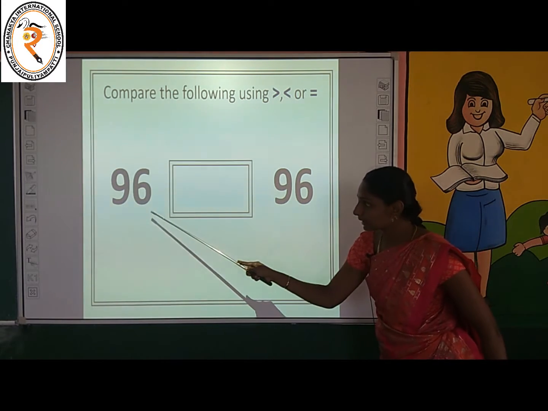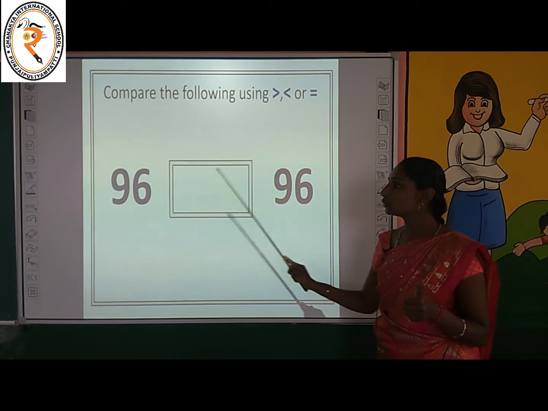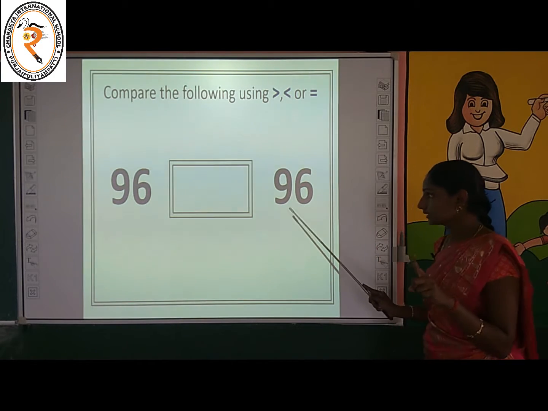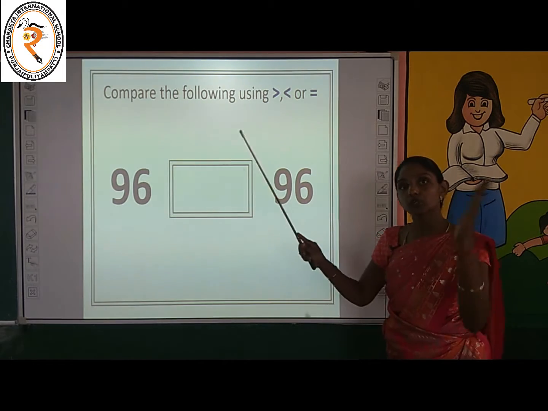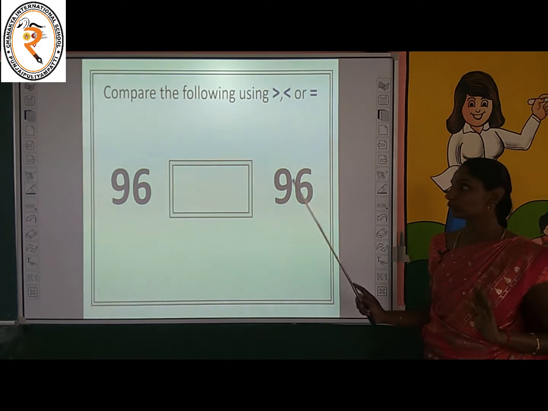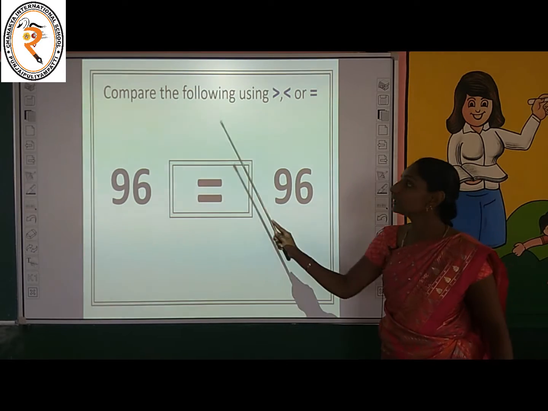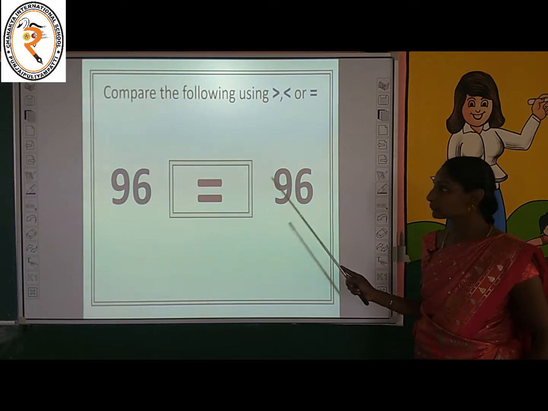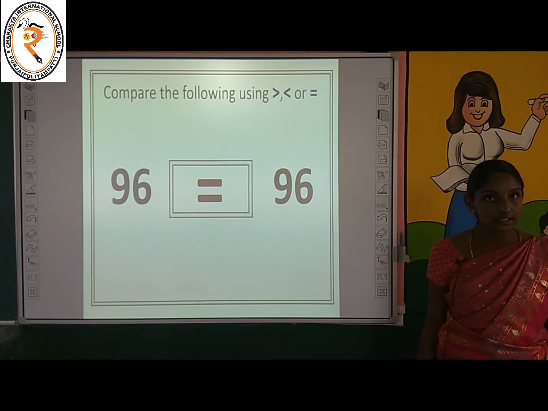Now we are going to compare number 96 and 96. As usual, when we compare two 2-digit numbers, what is the first step? Look at the digits in the tens place in both numbers and compare. 9 and 9, equal. Move on to the digits in the ones place, 6 and 6. That also is the same. 96 is equal to 96. Both digits in the ones and tens place are the same, which means the numbers are the same. What symbol has to be used? Equal to. Yes. Are you all clear, children?